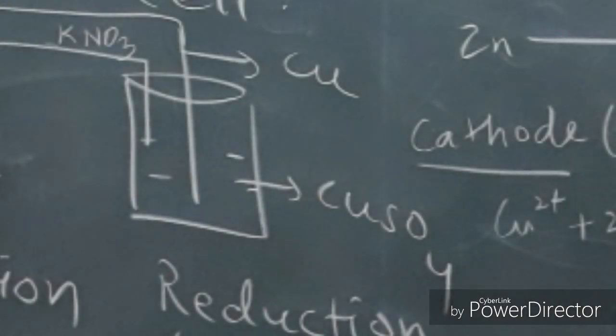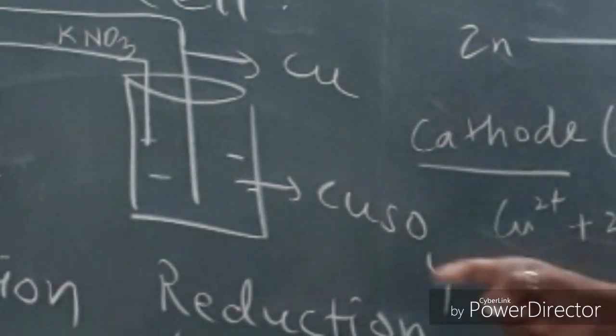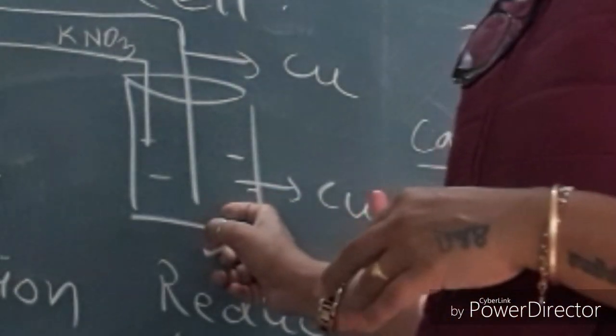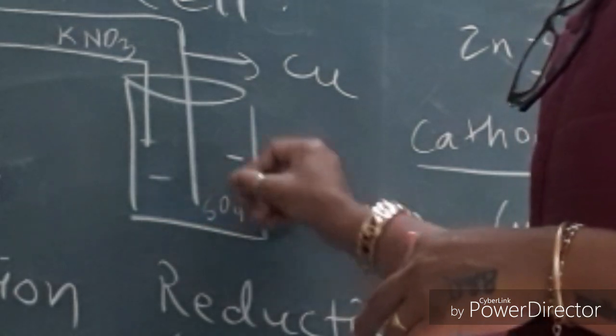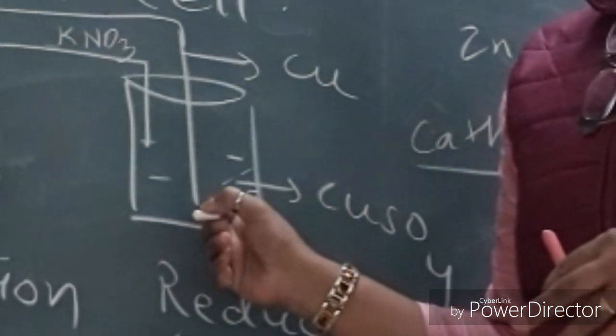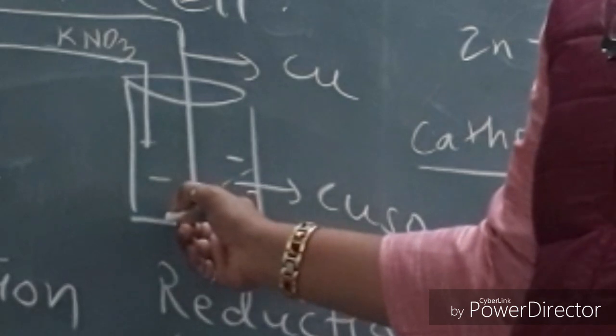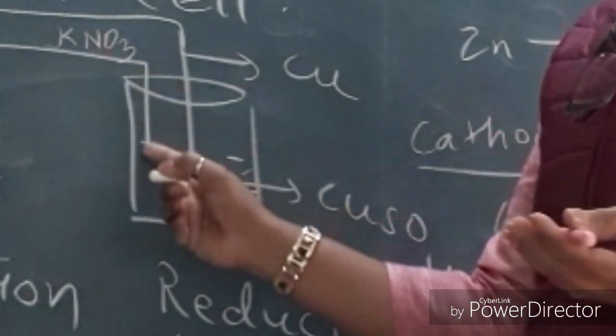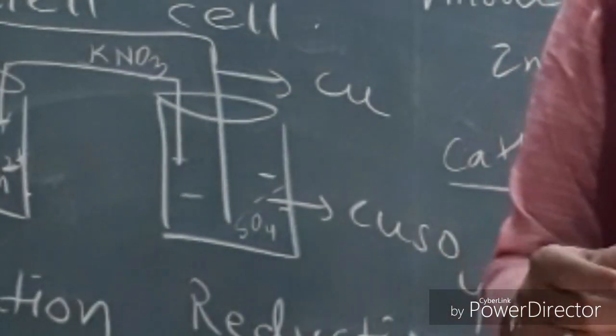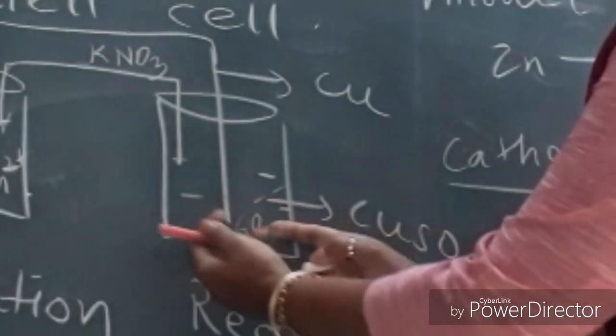So after some time, we will see that the concentration of copper ions decreases in the right side beaker, and the concentration of sulfate ions rather increases. Hence, to neutralize this excessive negative charge on the right side, the salt bridge is going to supply the potassium ions, 2 potassium ions, and in this manner the neutrality is maintained.